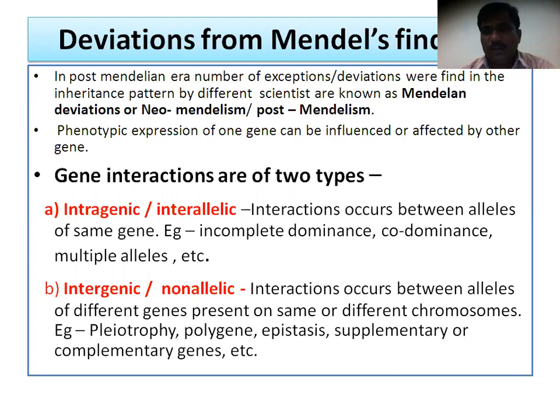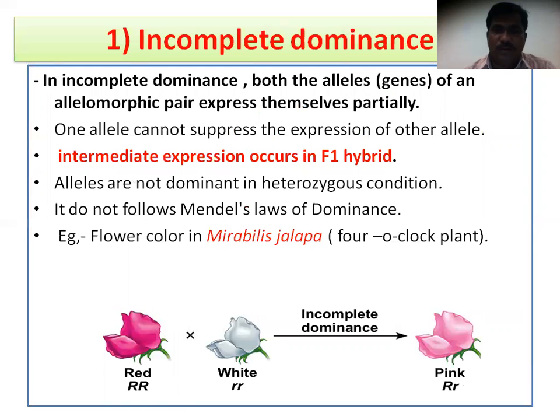And intergenic interactions are the interactions between the alleles of different genes present on the same or different chromosomes. So the same gene and a different gene present on a different chromosome, these are the intragenic and intergenic interactions. Interaction between the same gene is intragenic interaction, and interaction between different genes present on the same or a different chromosome is known as intergenic interaction. Examples of intergenic interaction are pleiotropy, polygeny, epistasis, and supplementary or complementary genes. Okay. Now we learn one by one.